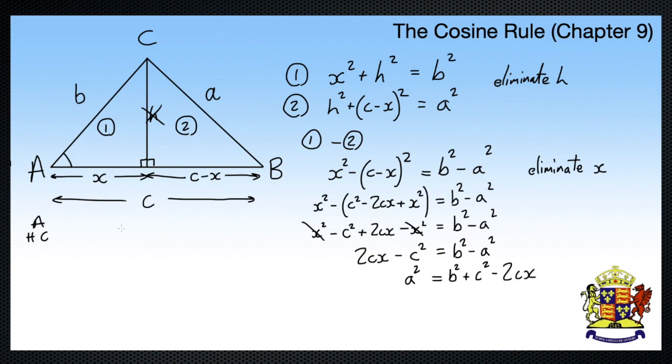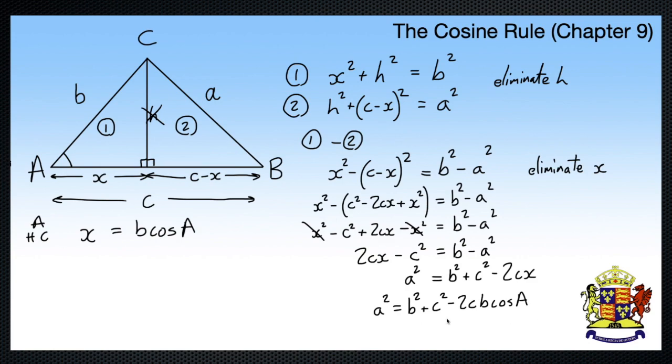And so I'm going to write that x equals b cos a. Now if I substitute back in b cos a in place of x down here, I have a squared equals b squared plus c squared minus 2cb cos a. Now this is the cosine rule.